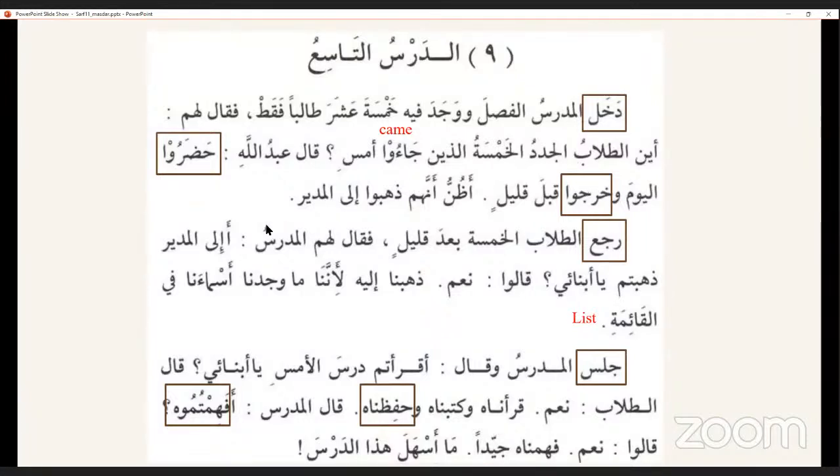So in this paragraph, دخل المدرس الفصل, dakhala is a fi'l, and we will find out now about dakhala, how to see dakhala in the dictionary. We will find out this. That's why I have marked this. Al-Mudarris al-Fasla. Wa-wajada. What is wajada? It is also a fi'l.